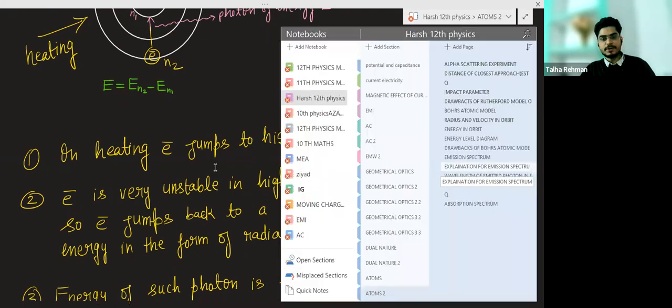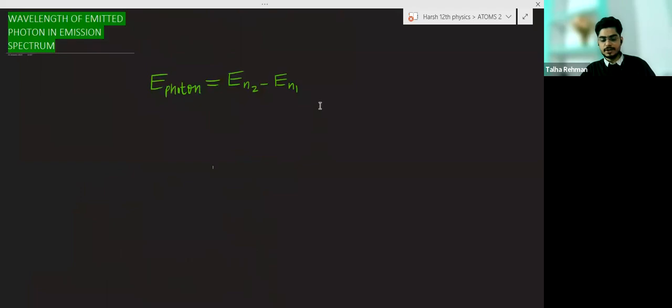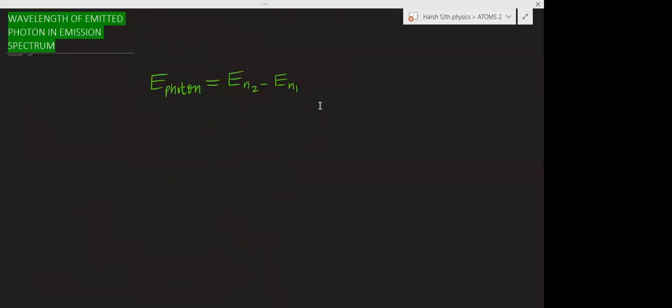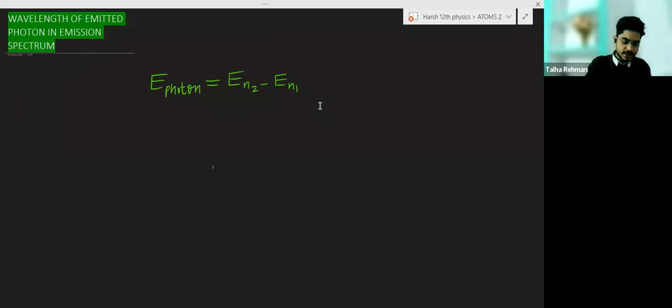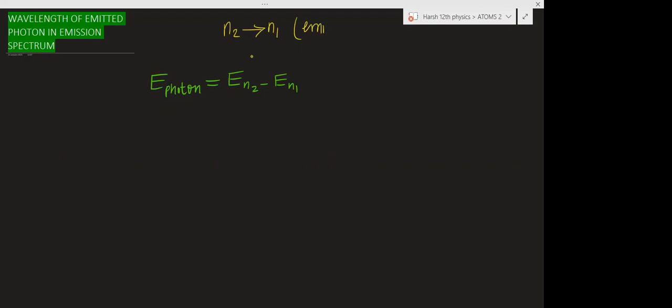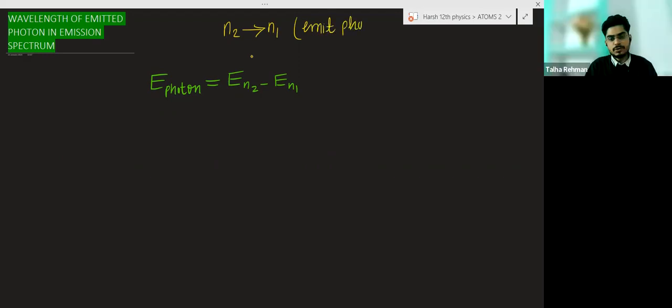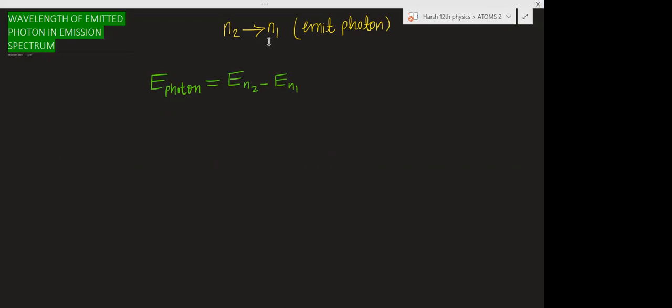Now, the wavelength of the emitted photon we can calculate very easily. If the electron is moving from the N2 energy level to the N1 energy level, it will emit a photon, and the energy of that photon is given by the energy in the N2 energy level minus the energy in the N1 energy level.